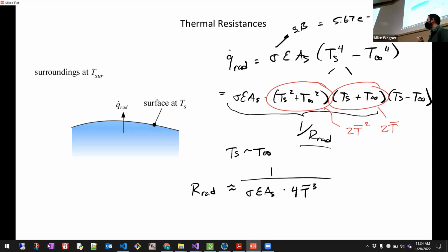If you really want to be approximate, most of the time this is okay. Usually within like 10% error on a lot of these, unless the temperatures are really, really different from each other. So you can calculate the radiation resistance this way and use it to compare for your problem. Okay, any questions on this stuff?